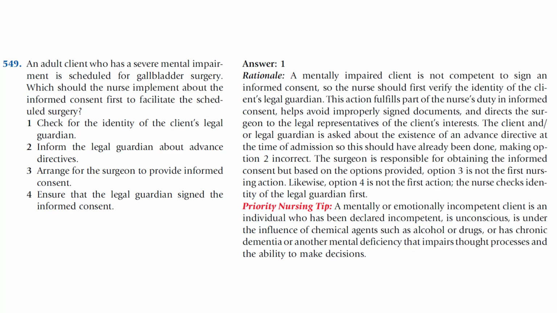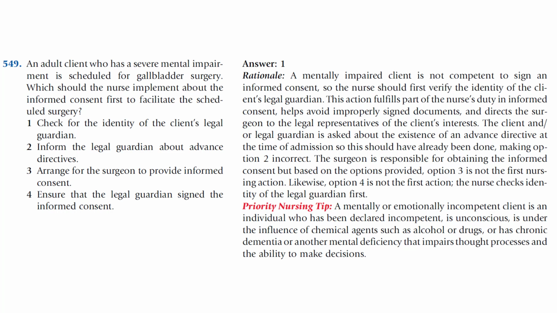549. An adult client who has a severe mental impairment is scheduled for gallbladder surgery. Which should the nurse implement about the informed consent first to facilitate the scheduled surgery? 1. Check for the identity of the client's legal guardian. 2. Inform the legal guardian about advance directives. 3. Arrange for the surgeon to provide informed consent. 4. Ensure that the legal guardian signs the informed consent.